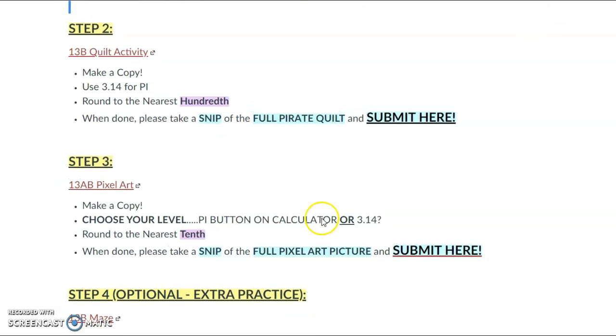The last thing I have here on the page is an optional extra practice. If you get finished early or you just want to challenge, there is a maze that you can work on that solely focuses on area of circles. And then of course, if you get finished early, please check PowerSchool, work on any missing assignments that you might have.